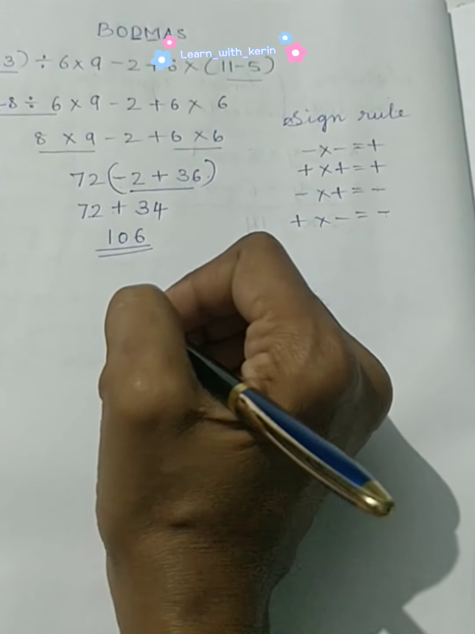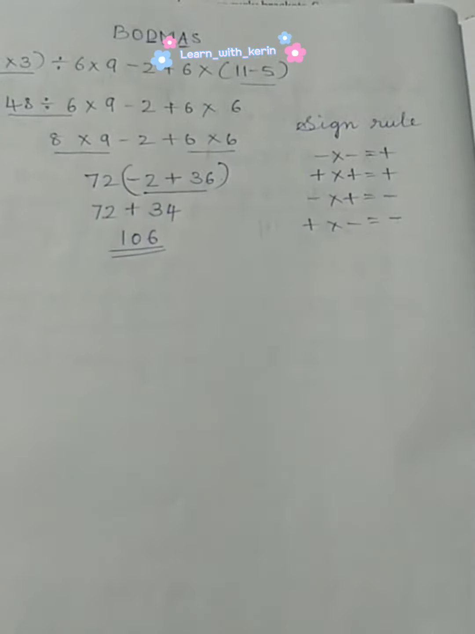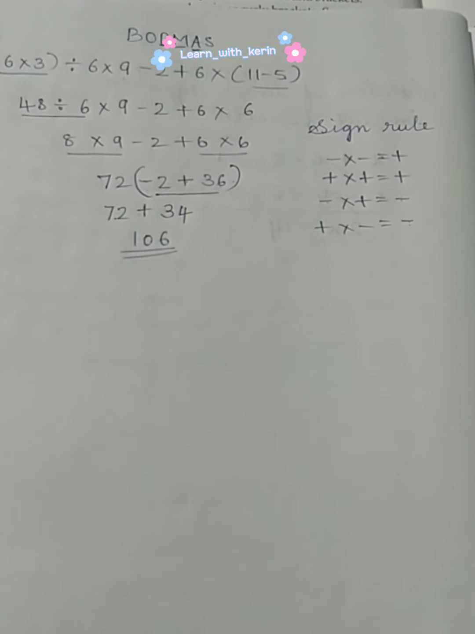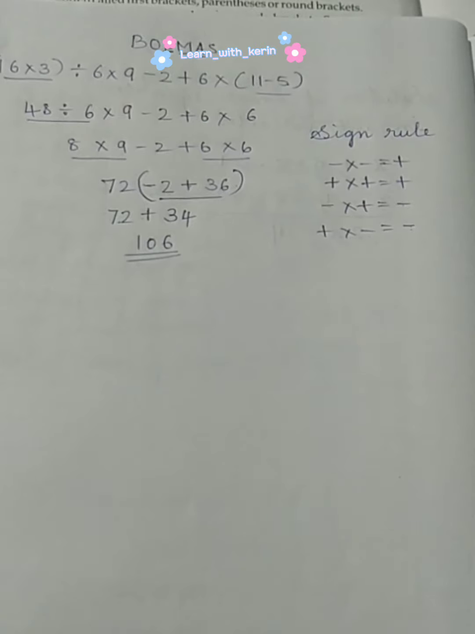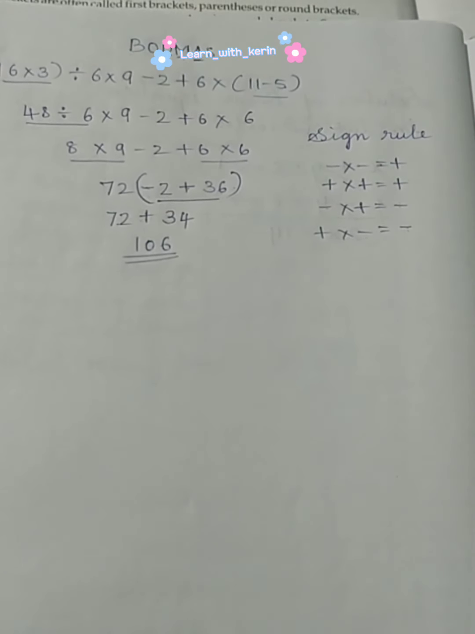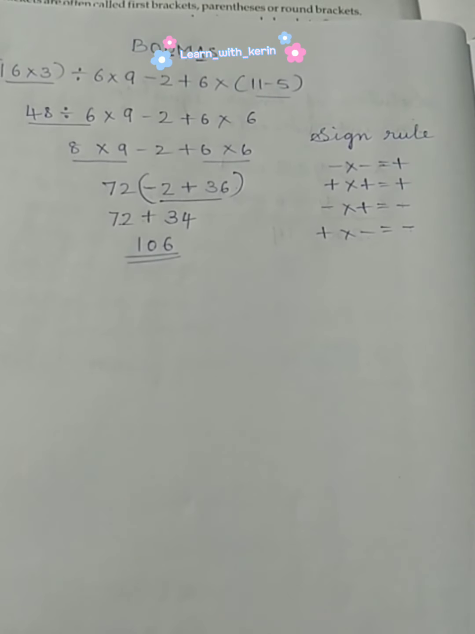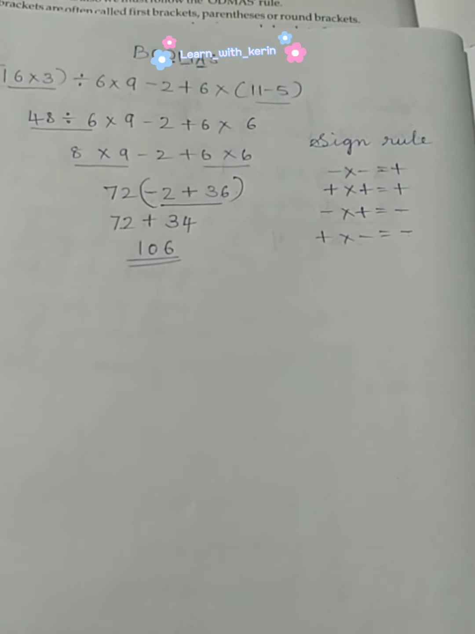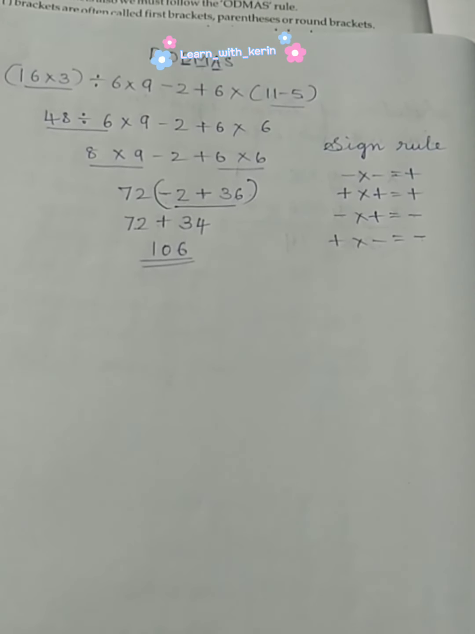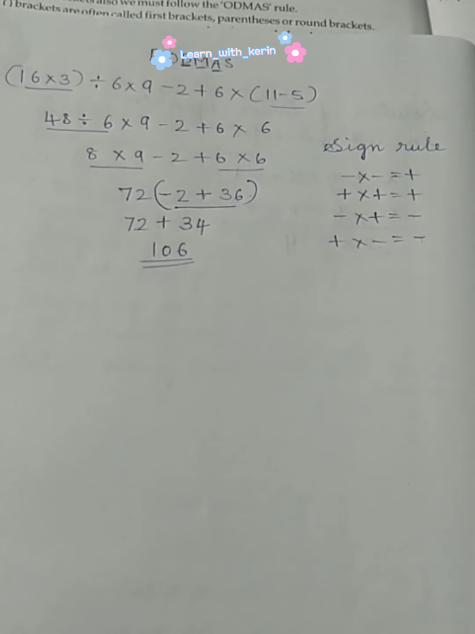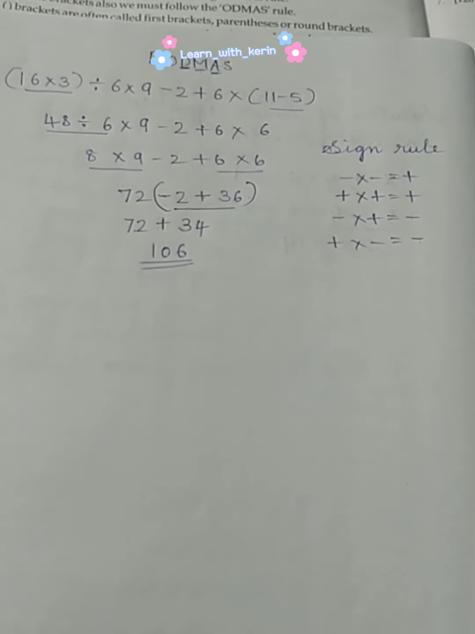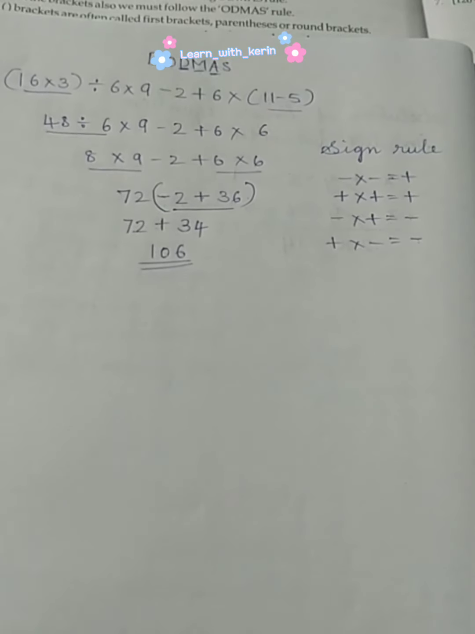Children, in this way you have to solve the given sum using the BODMAS rule. Children, let us recall once again. The BODMAS rule is used when the sum consists of all types of operations. Hope, children, you understood how to simplify the given sum using the BODMAS rule and sign rule.